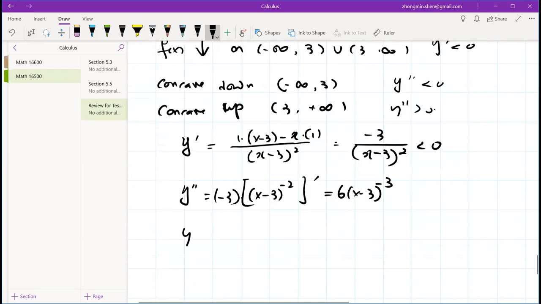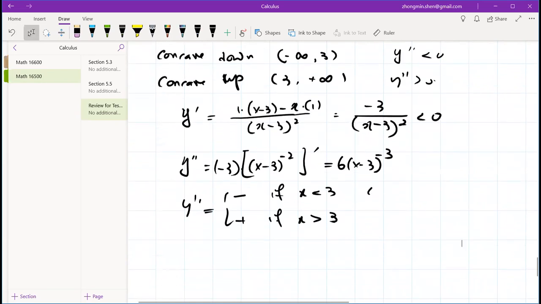Okay, so y double prime is negative if x is less than 3, and positive if x is greater than 3. That means concave down, and concave up. Okay, so you can use the derivatives to verify what I see on this graph, though I don't need to find the derivative either.